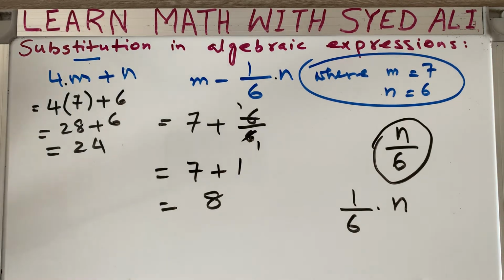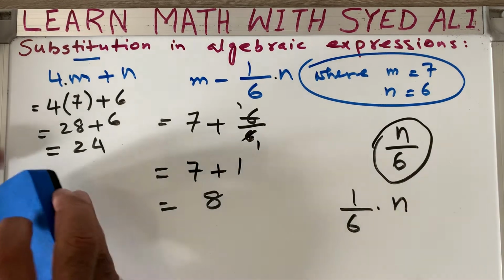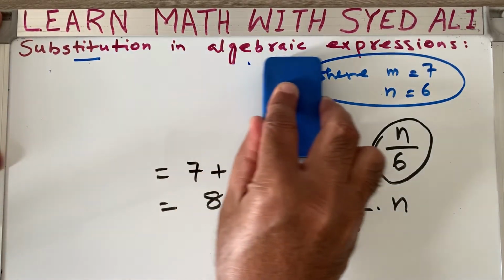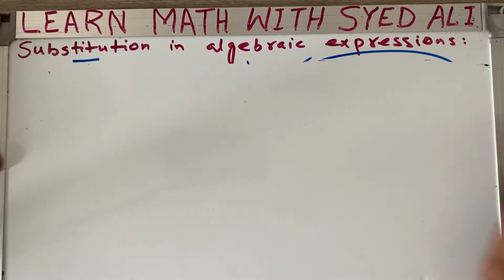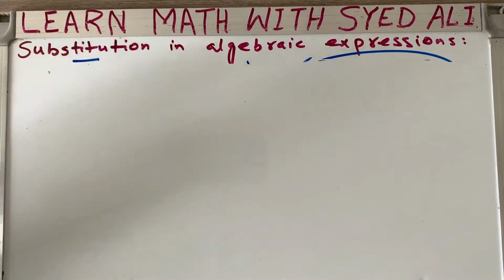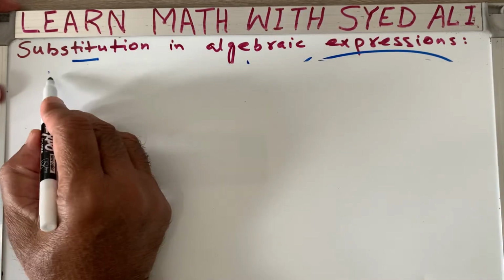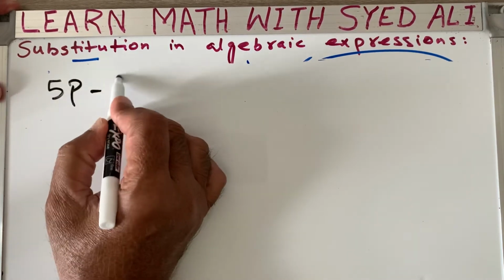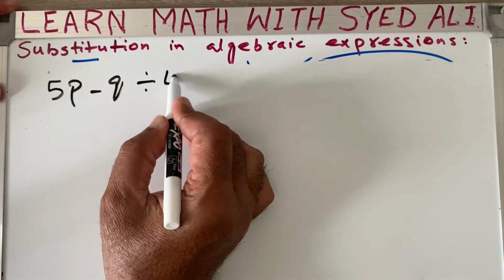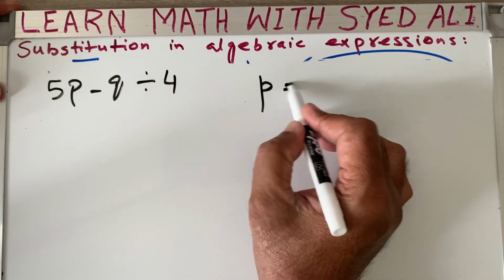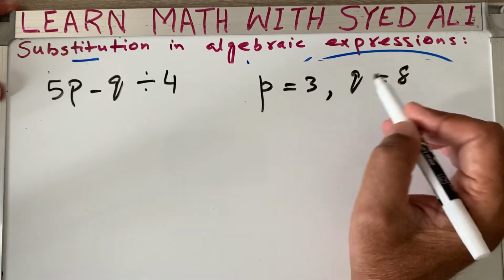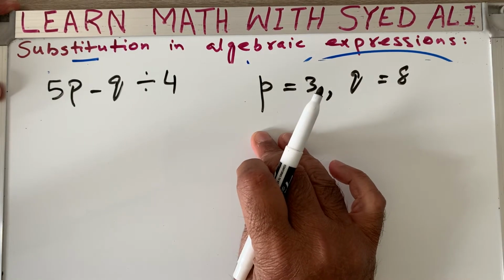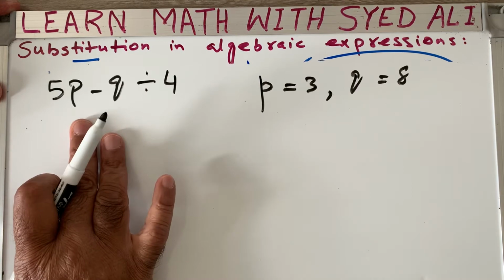So we will do some more practice for this substitution, and then see bigger expressions in this chapter. Now we will do something like 5p minus q divided by 4, where p is 3 and q is 8. These are the two values, and we need to substitute these values into the algebraic expression.